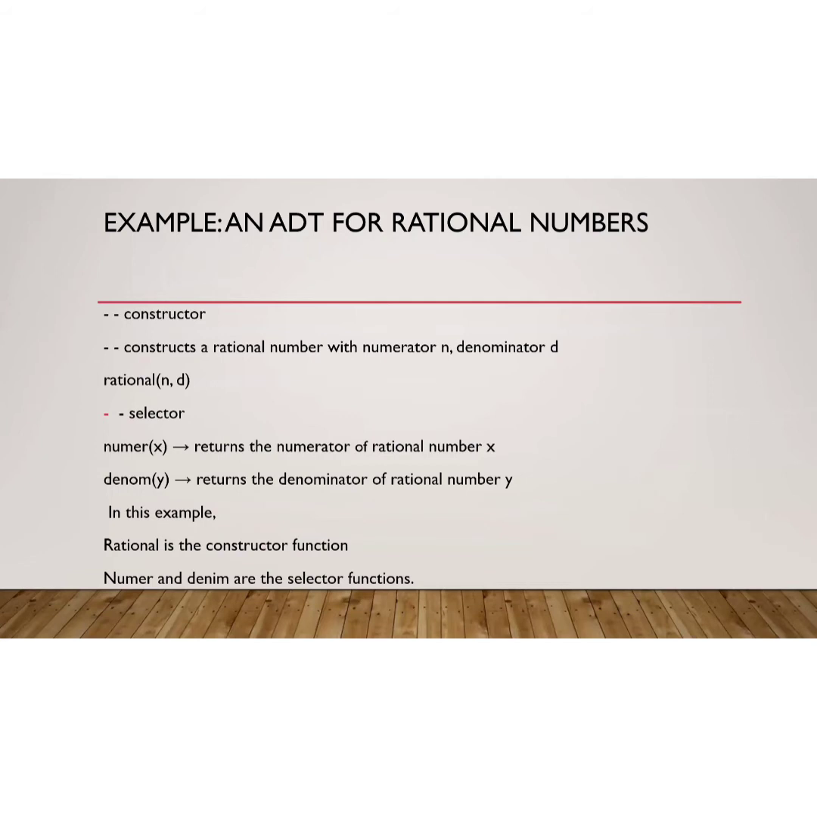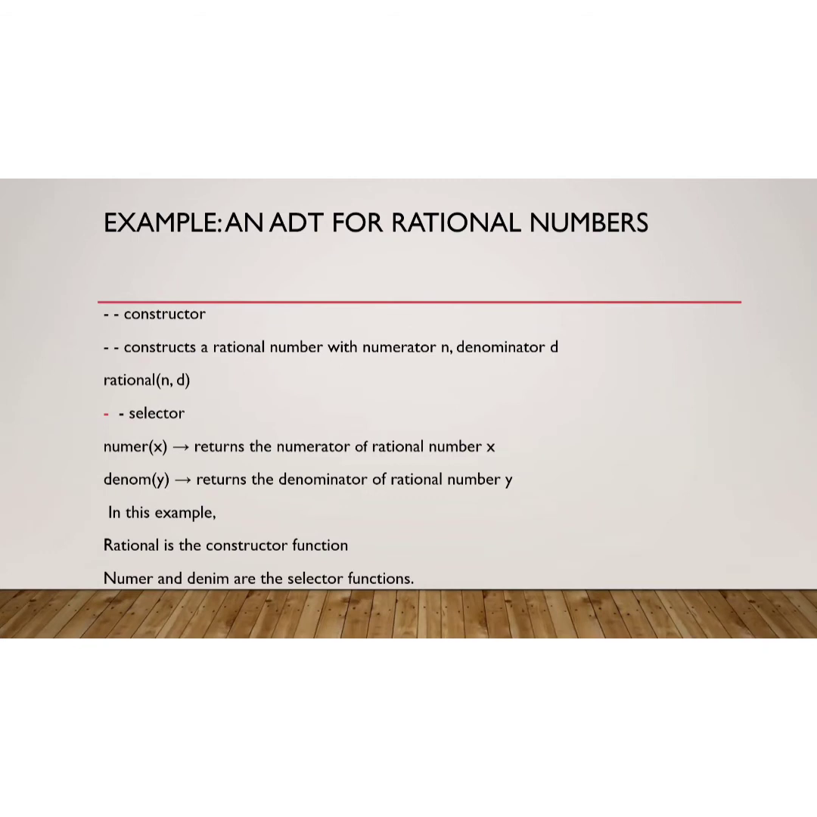Next, example of an abstract data type of rational numbers. ADT means abstract data type. This is the algorithm. Constructor, the two lines before are comments. The constructor constructs a rational number with numerator n and denominator d. Rational is the constructor function name, within parentheses two values: one is n, another one is d.